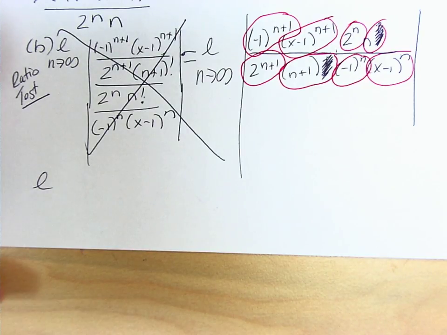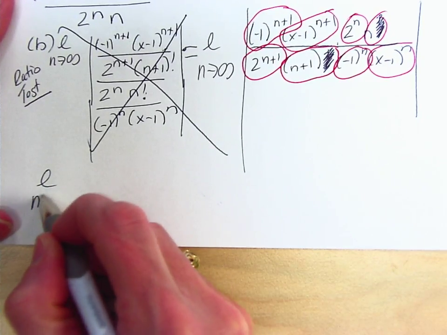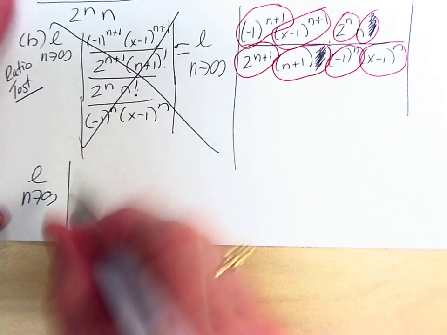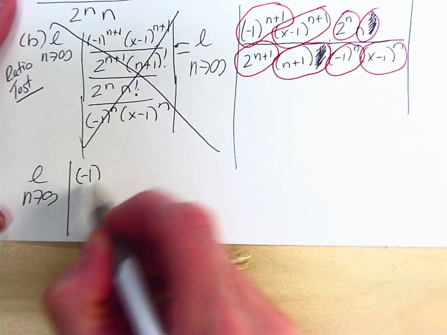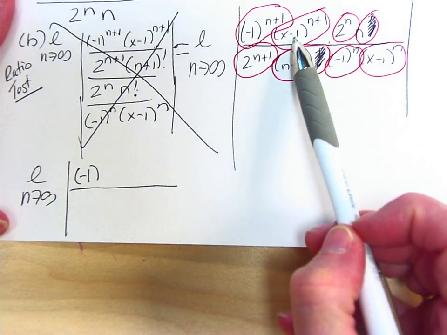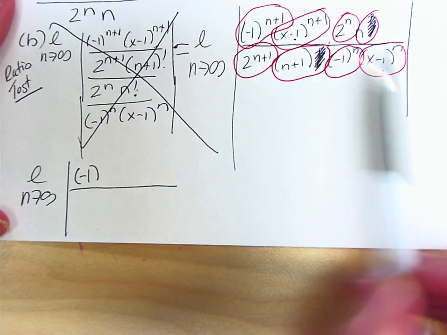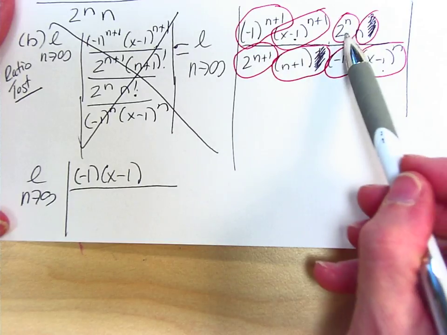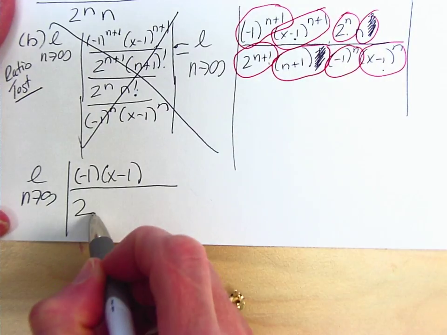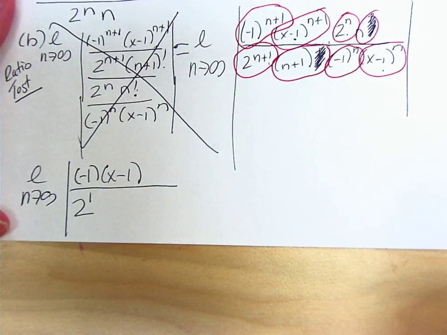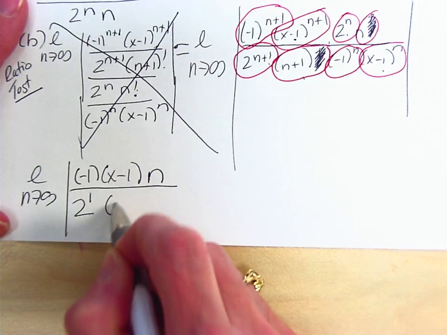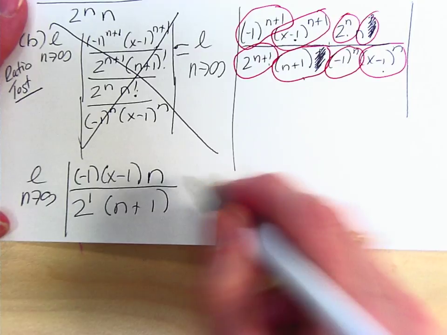Okay, so here we are, and we're going to simplify. The limit as n goes to infinity: if I look at the alternating term, I'm left with minus 1 to the 1 power. This term and this term, I'm left with x minus 1 in the top. This term and this term, I'm left with the 2 to the first power in the bottom. And this term, now that I've got it right, is n over n plus 1.